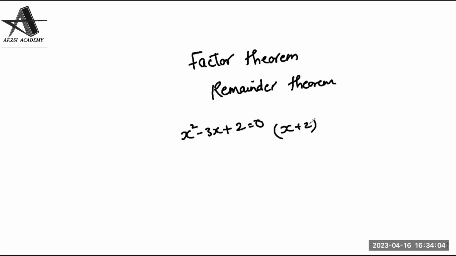So if it's a quadratic equation and I want to calculate the factors, what do we do? Either we use the factorization method or we use the formula method to get the answer. But here, with the help of factor theorem, you can easily understand. It's just to know whether a particular factor is a factor or not.